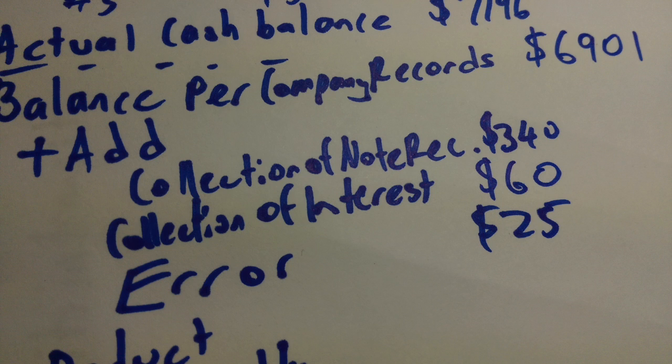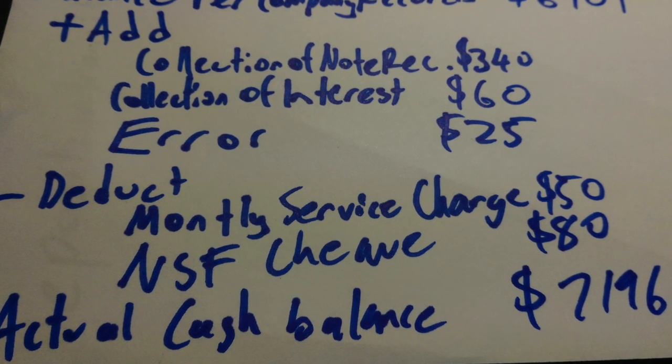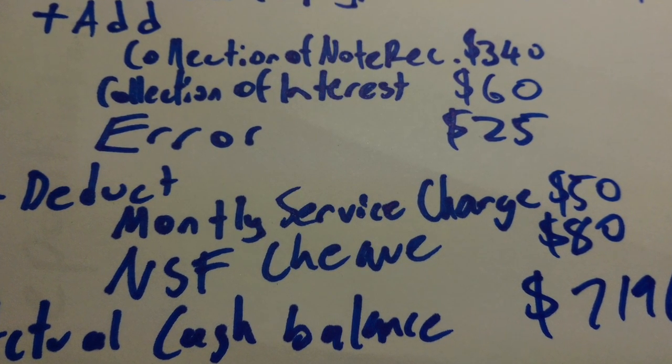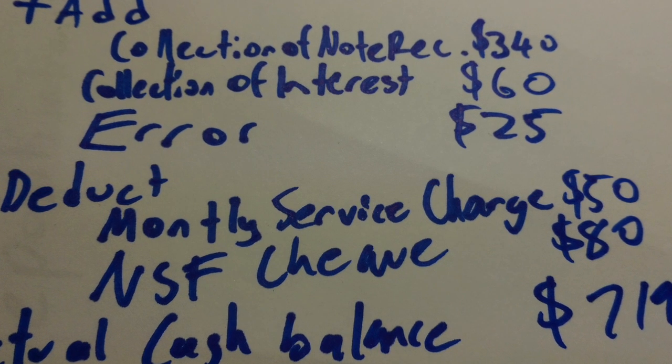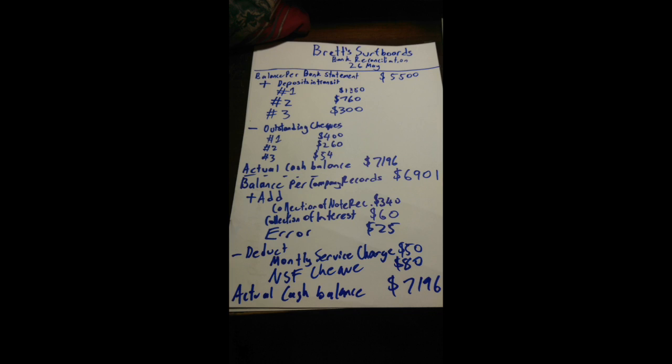As for the company records, John is notified that we have a note receivable of $340 and its interest received of $60. He also knows that there was a $100 check erroneously recorded as $125. $340, $60, and $25 are all added, and finally there is a monthly service charge of $50 and a bounced NSF check made by a customer of $80. $50 and $80 are thus subtracted.